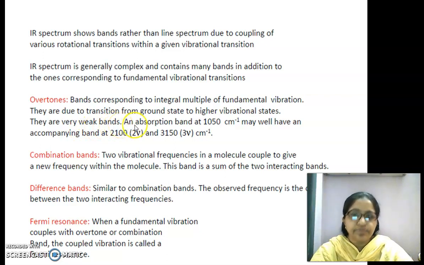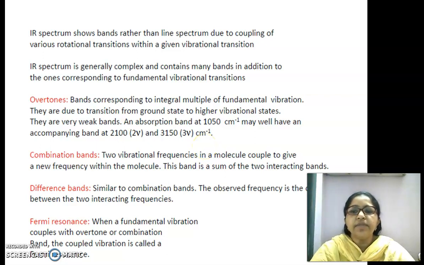Okay, so for example, an absorption band at 1500 centimeter inverse may well have accompanying bands at 3000 and 4500. Meaning if this is nu, this is twice nu, this is thrice nu. So these are overtones. Okay, these are overtones, meaning due to the first vibration, other peaks have also come into existence.